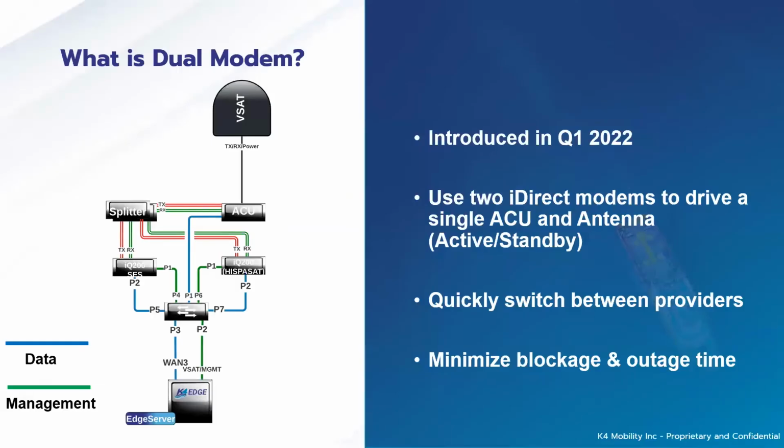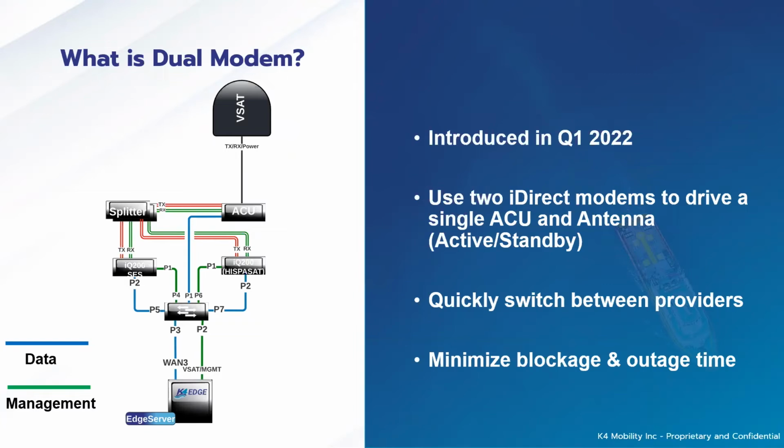So dual modem we released earlier this year in Q1. And so we use two iDirect modems to drive a single ACU and an antenna. And so we have some built-in intelligence into the platform to say, what satellite operator is the best operator to be on at that moment.